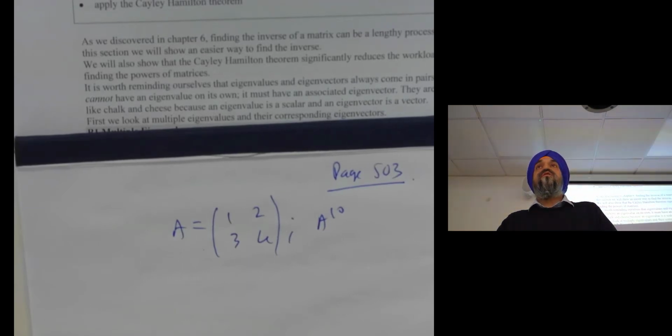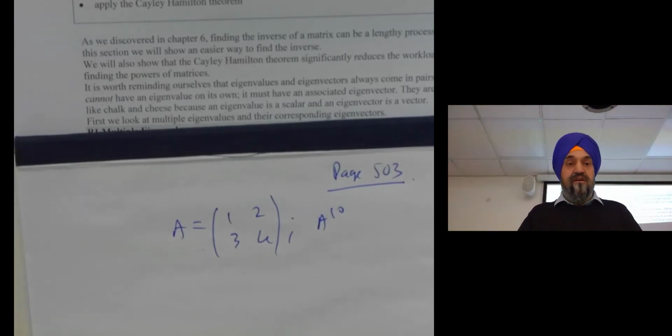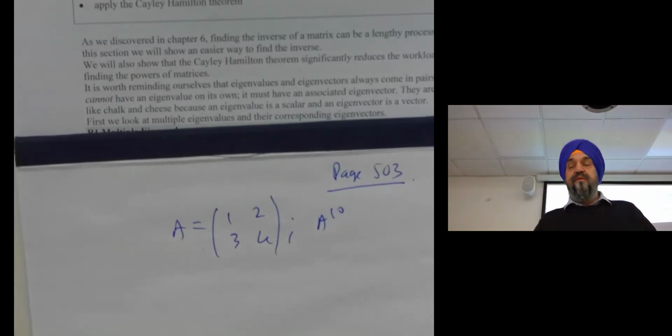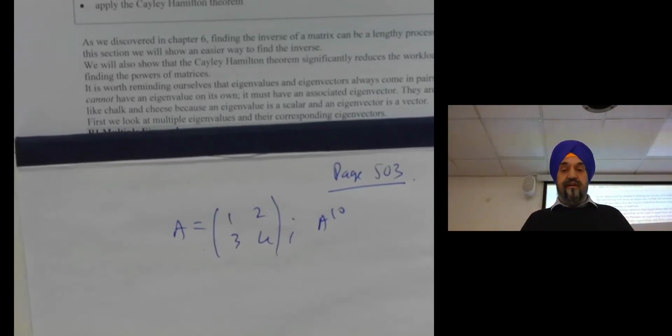Why the chalk and cheese? What's an eigenvalue? It's a number, it's a scalar, isn't it? What's an eigenvector? It's a vector, isn't it? That's why chalk and cheese. One is a scalar, the other is a vector. So the analogy between mother and child is not quite right. Think about it, simply because you're talking about chalk and cheese, two different aspects.